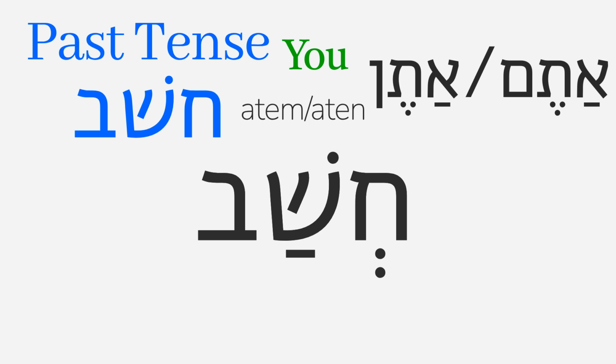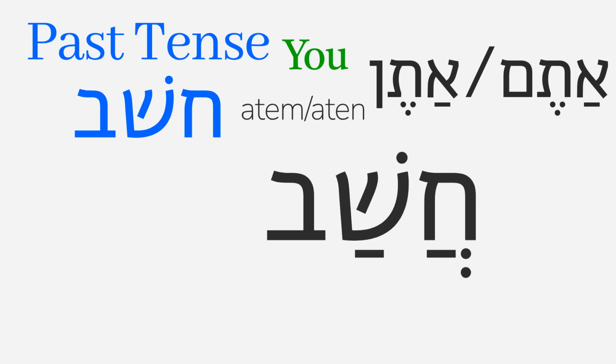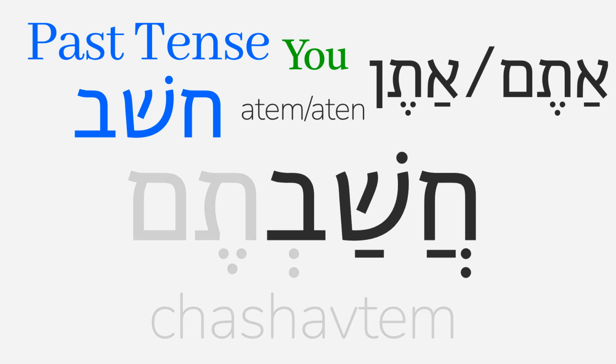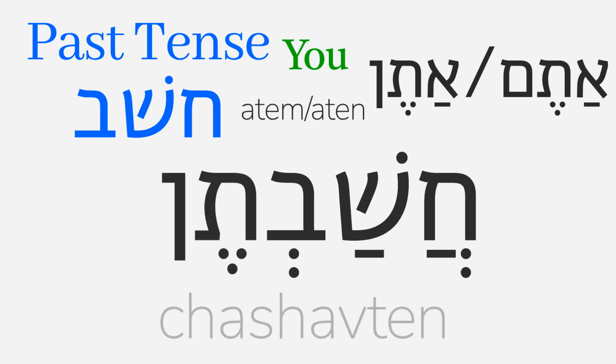But again, the letters aleph, ayin, chet, and hey often do not like to take a shva, so these forms of the past tense will use a patach shva instead of a regular shva. Then adding tem, we get chashav tem, you thought, masculine plural, and adding ten, we get chashav ten, you thought, feminine plural.